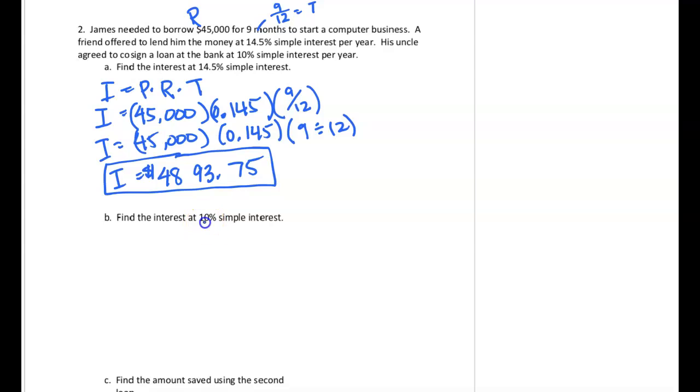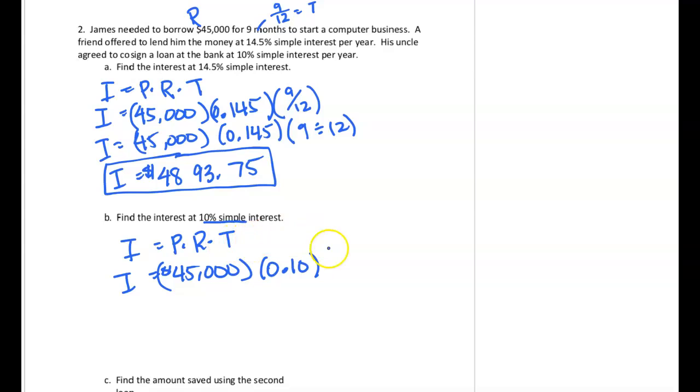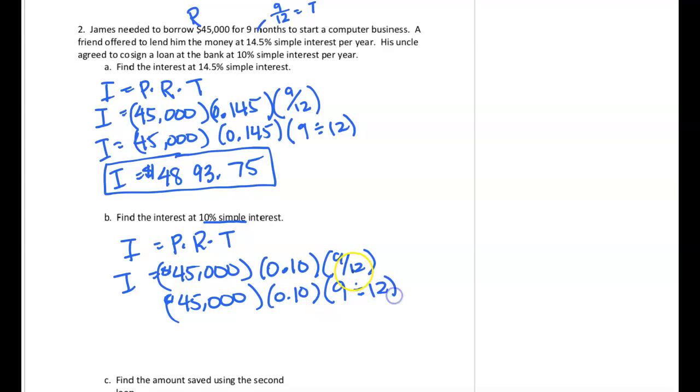Let's find the interest if we're working just with a 10%. So same $45,000 borrowing. Now our rate is changing to 0.10 for 10%, but our time is still the same, 9/12. So remember, this would be the same as above, where that 9/12 is really multiplying by 9 and dividing by 12. And that gives us a simple interest of $3,375.